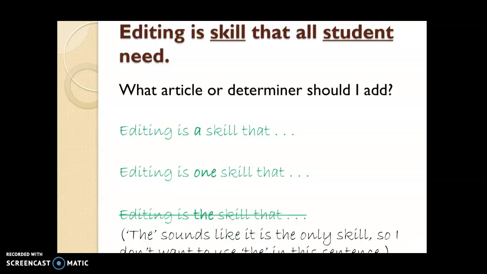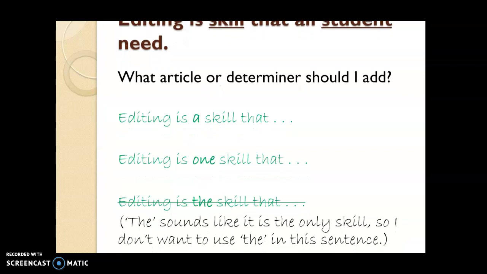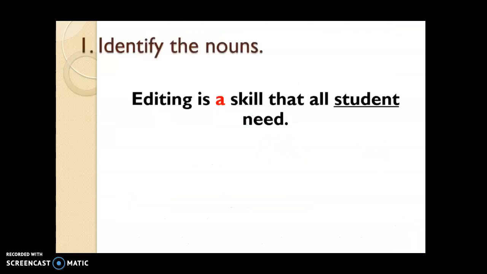Okay? When we say the, it sounds like it would be the only skill. There would only be one skill. So the only skill. When we say the, it makes it too specific. So it won't work in this sentence. We could either add a skill or one skill. Okay, so here we can add: editing is a skill that all students need.